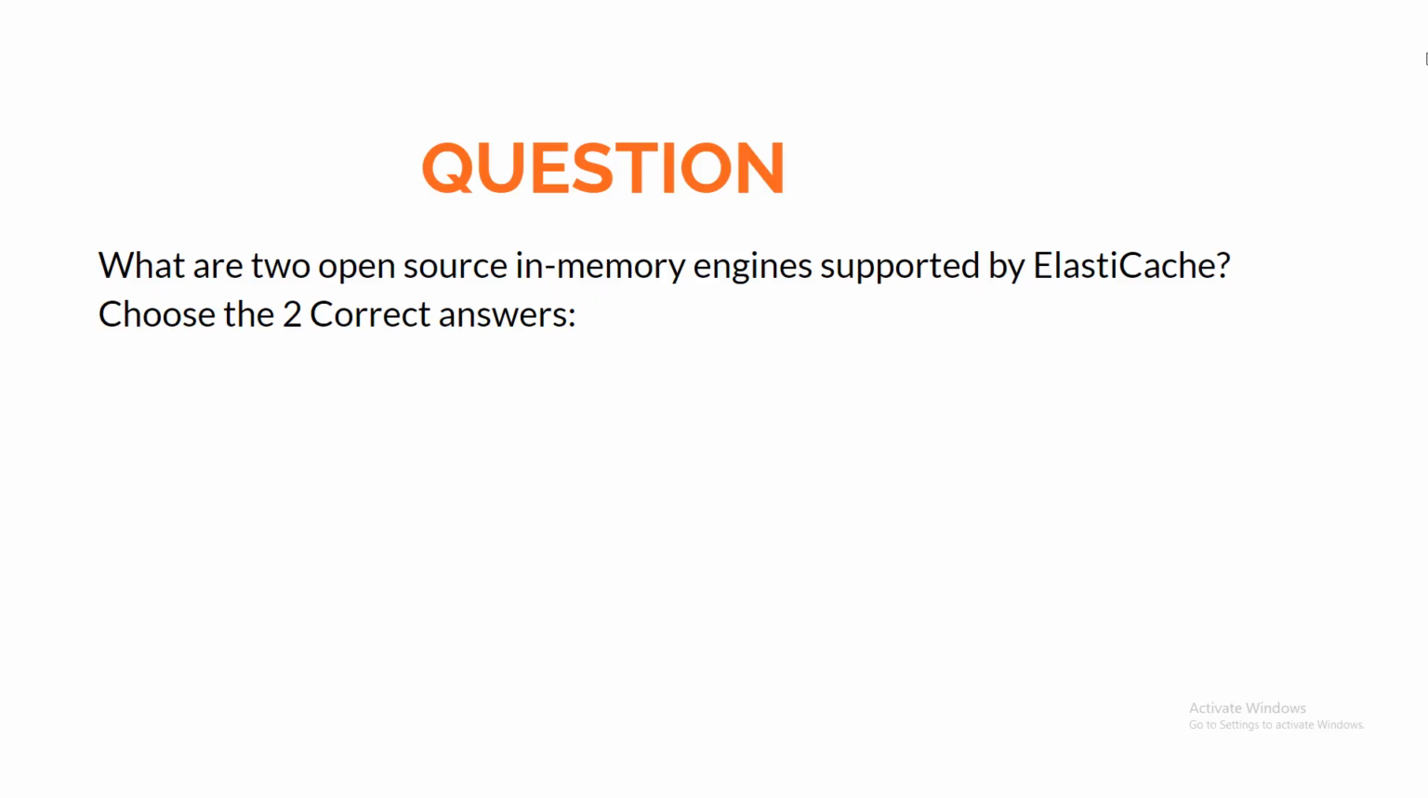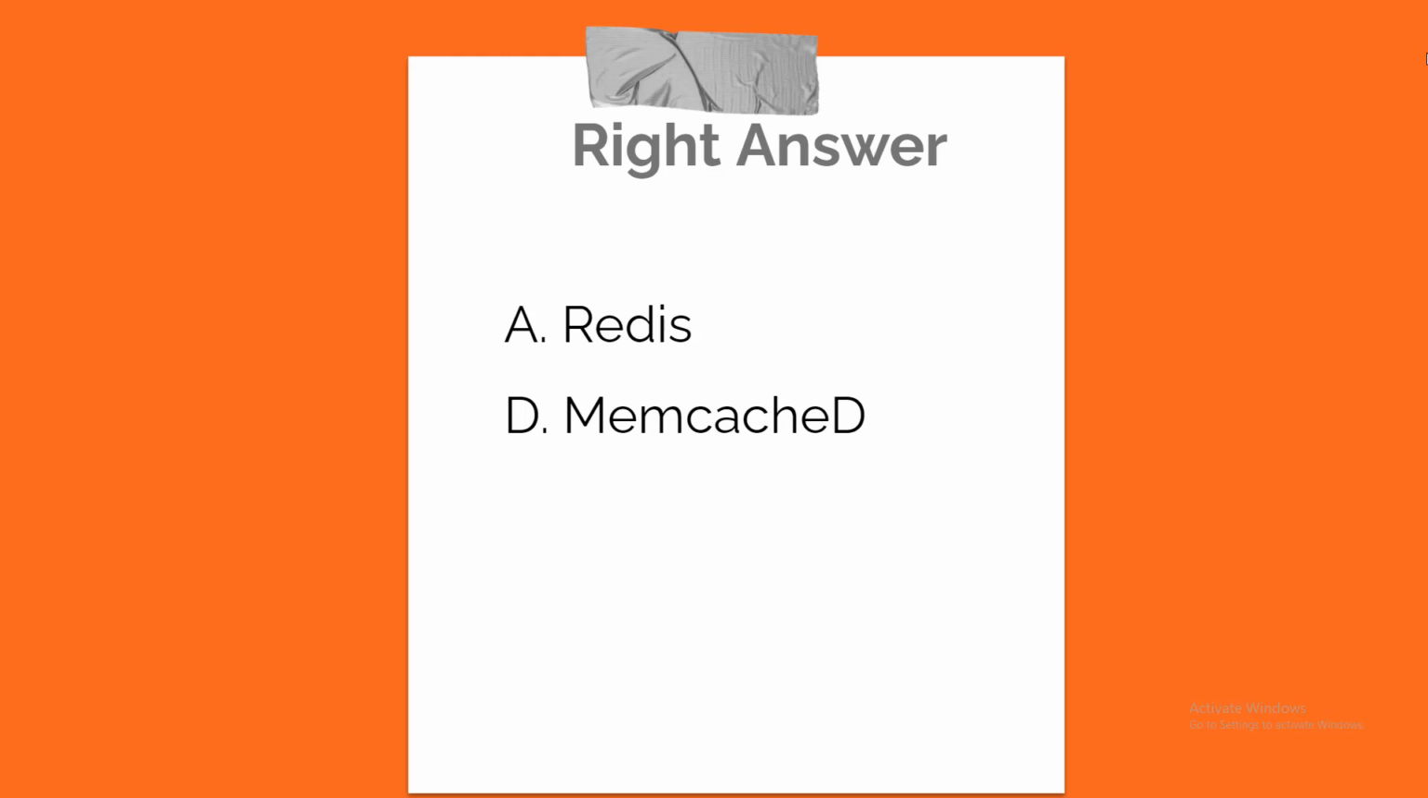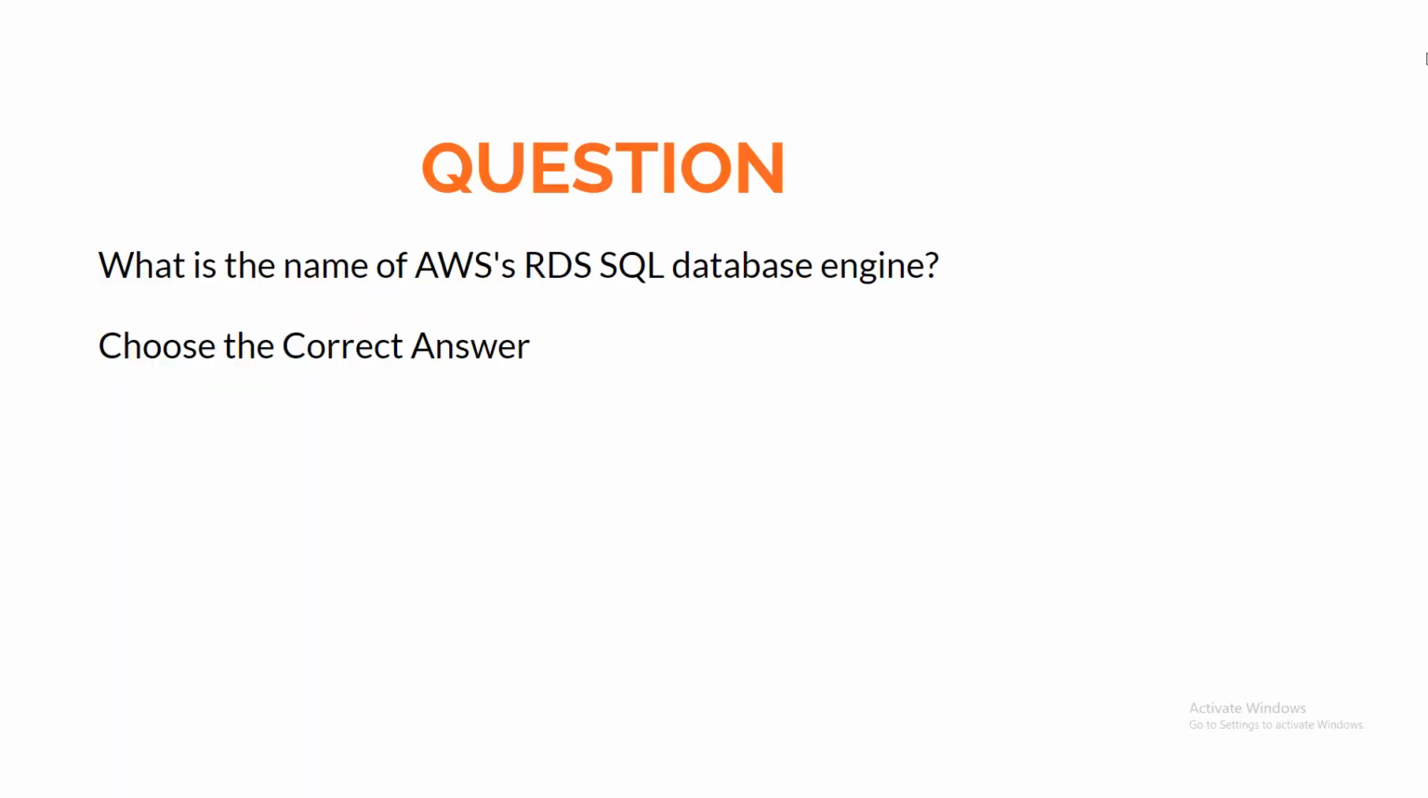Question: what are two open-source in-memory engines supported by Elasticache? Choose the two correct answers. A. Redis. B. Aurora. C. Cacheit. D. Memcache. Answer: A. Redis. D. Memcache.